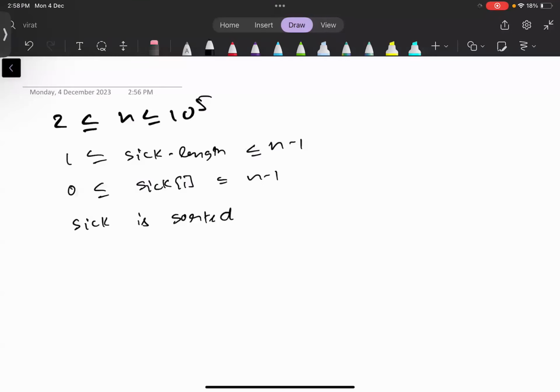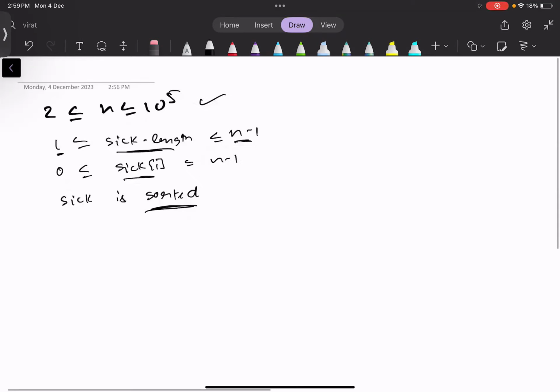So let's look at the constraints of this question. The n value is from 2 to 10 to the power 5. The sick length is from 1 to n minus 1, which means there's at least one person sick, and there has to be at least one person who is not sick, right? And this value ranges from 0 to n minus 1. So basically, all the sick people are in sorted order, and their positions are zero-indexed, right?